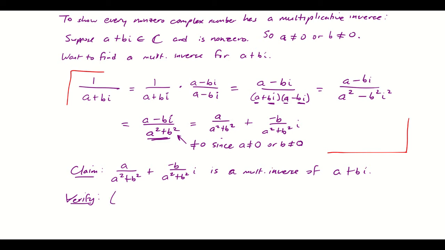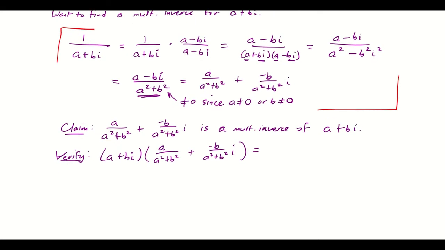So to verify this, we would just calculate a plus bi times a over a squared plus b squared plus negative b over a squared plus b squared i. And well, what does that come out to? Let's just distribute this out. So the first term is going to be a squared over a squared plus b squared.